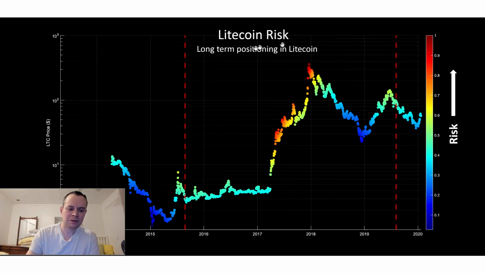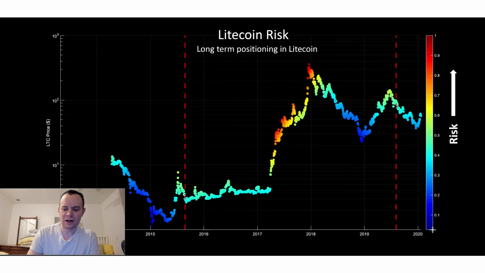So what do we have here basically? If you're not familiar with this chart that I've made, it's the price of Litecoin on a logarithmic scale, and then a risk color-coded dimension, which is an equation that I've developed, and it essentially is a measure of the risk associated with buying and selling Litecoin at that time.